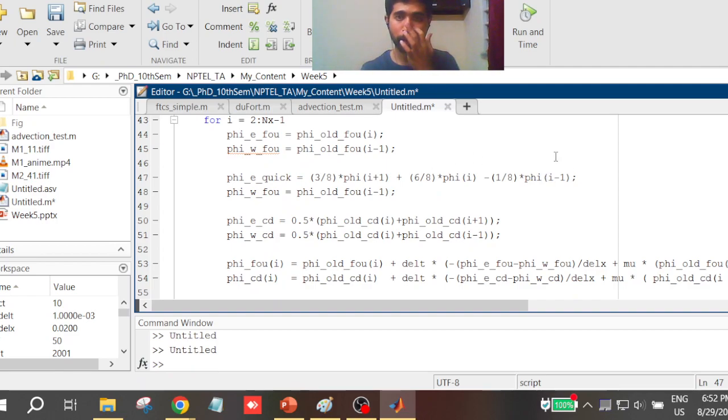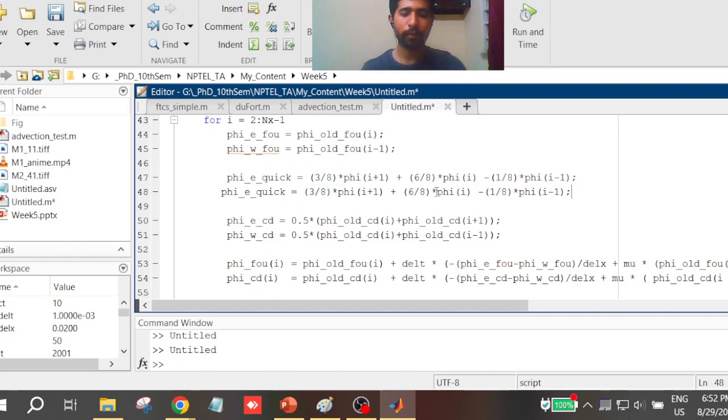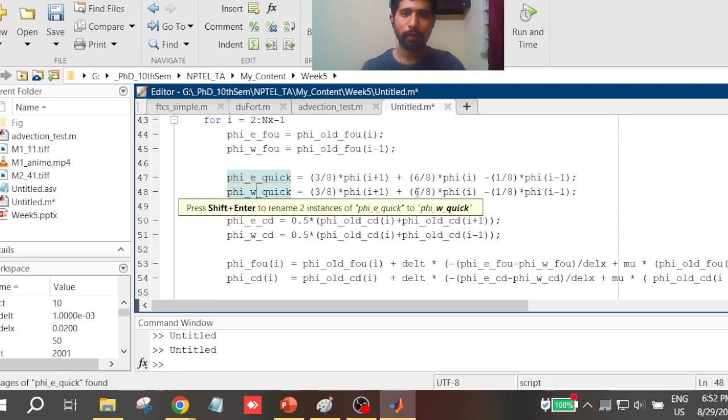Yeah, this should be correct. Yeah, so like this you can write this thing. Okay, similarly write phi w of quick. So now you can see that it's very easy to change this code. Okay. Yeah, so you have to make this appropriately.